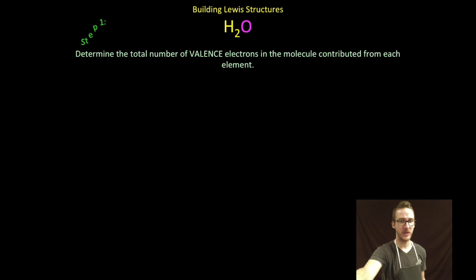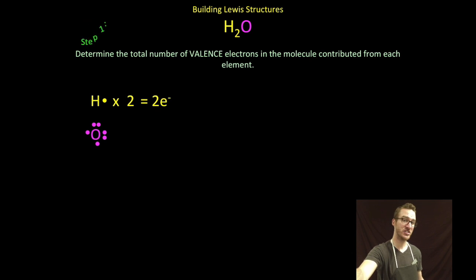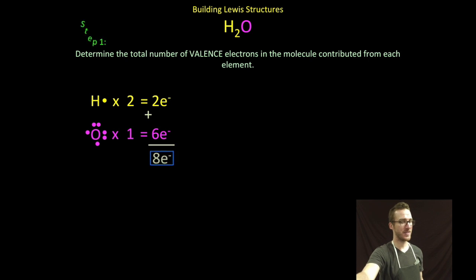Step 1. Determine the total number of valence electrons in the molecule contributed from each element. Hydrogen, it's got 1 valence electron. Oxygen, 6 valence electrons. Keep in mind we've got 2 atoms of hydrogen, each contributing 1 valence electron, for a total of 2 valence electrons contributed for this molecule. Oxygen, on the other hand, we've only got 1 atom of oxygen, but each atom has 6 valence electrons, so 6 contributed from our oxygen. Total, we add them together, 8 total valence electrons contributed from all of my atoms in this molecule.